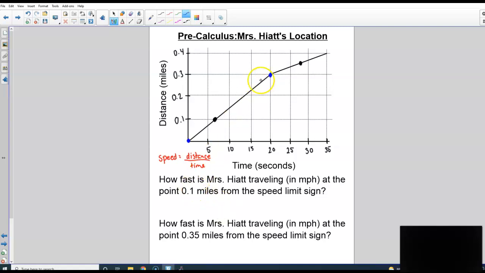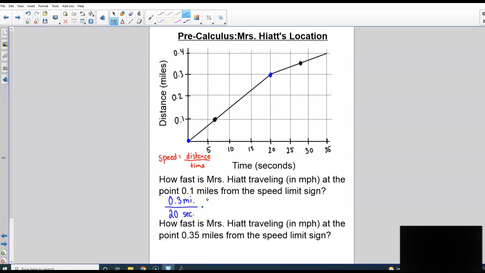Okay, so I went 0.3 miles in 20 seconds. But the problem is if you divide this, it's going to give you my speed in miles per second instead of miles per hour. So in chemistry, you should have learned how to convert units. Was that last year or 2 years ago? It was during COVID 2 years ago. Yeah, okay.